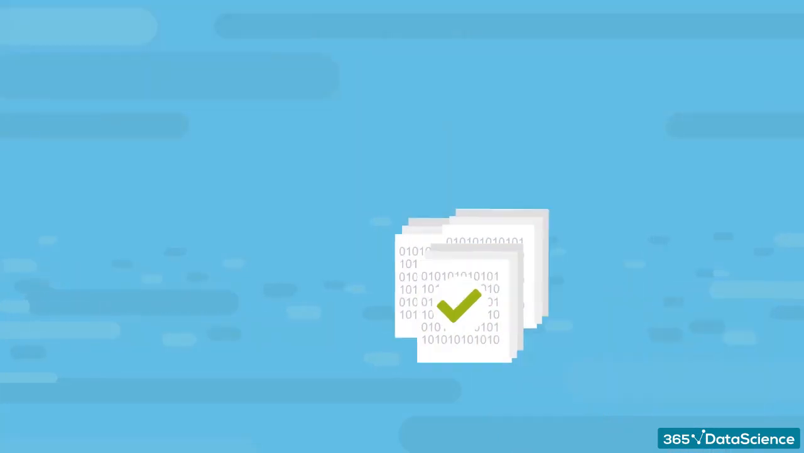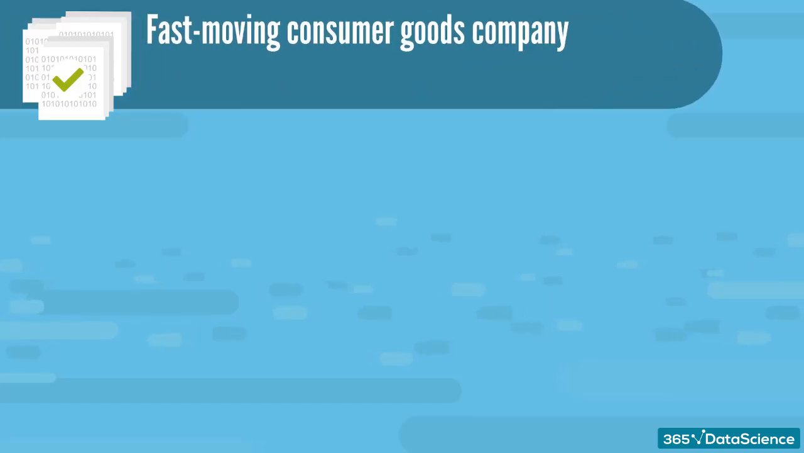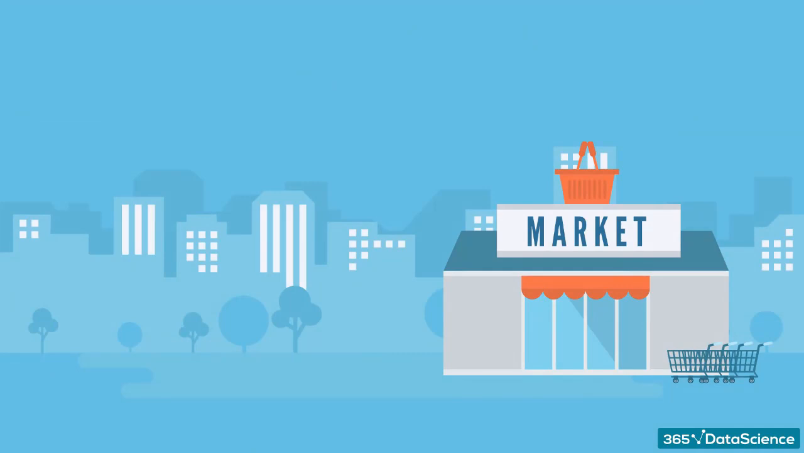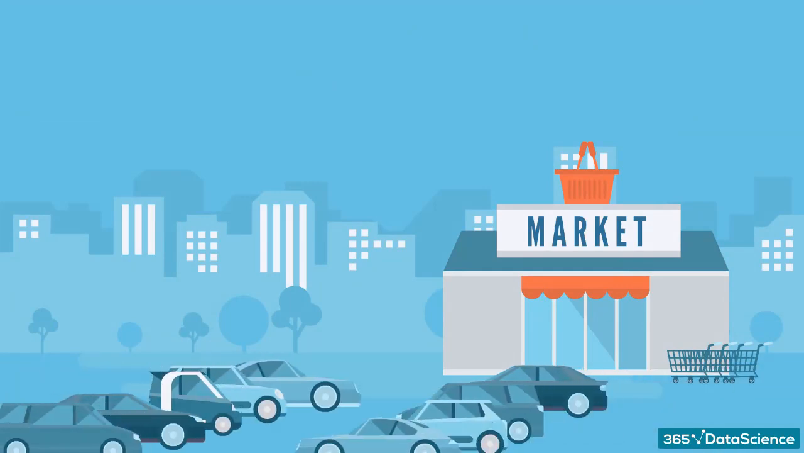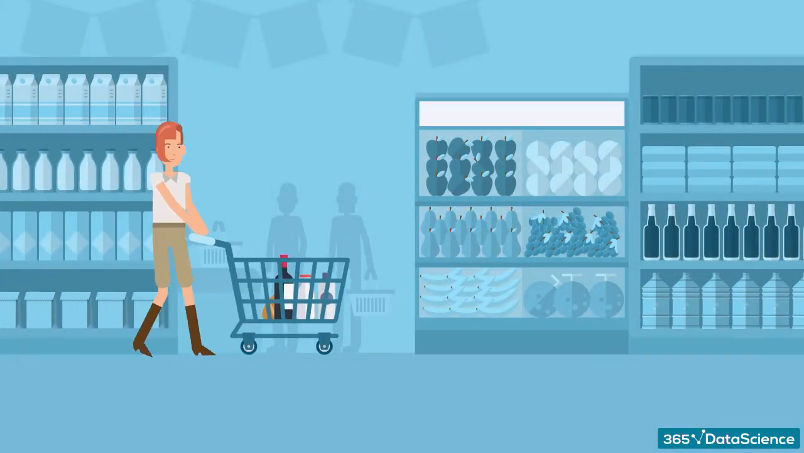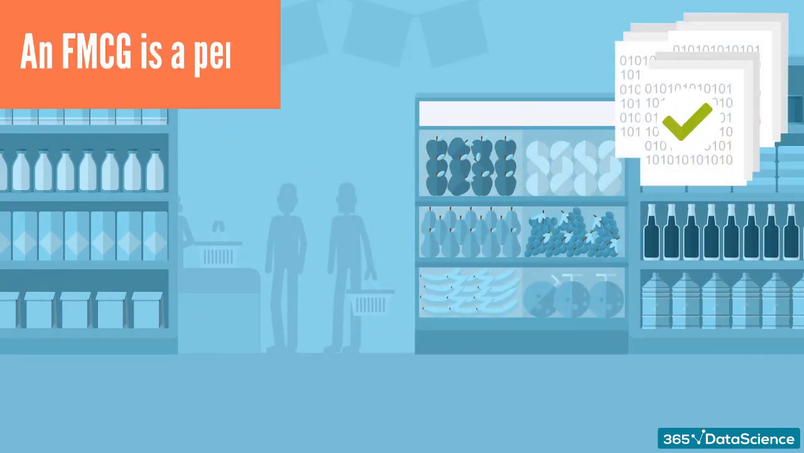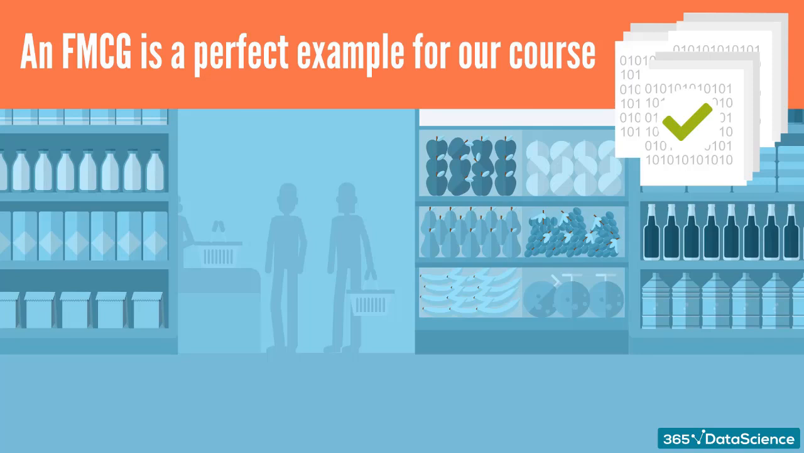Okay, the data we'll use throughout the course come from a fast-moving consumer goods, or FMCG company. A typical example of an FMCG marketplace is a supermarket. People visit supermarkets every day, and most types of goods in store are purchased daily too. Therefore, we have lots and lots of data available, making FMCG a perfect example for our customer analytics course.